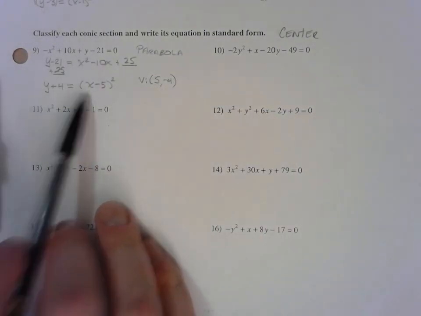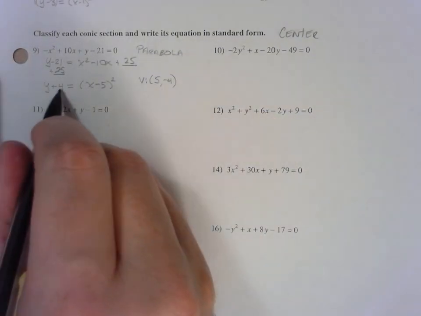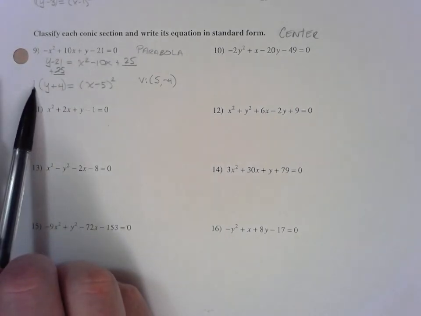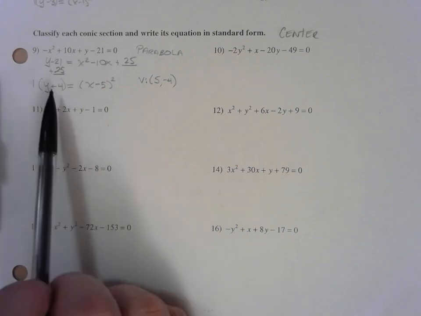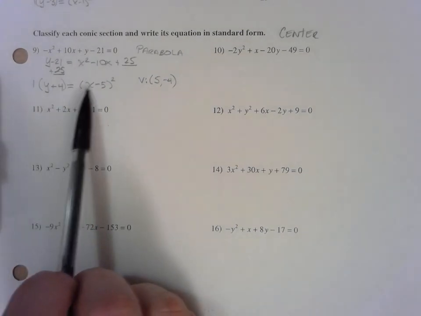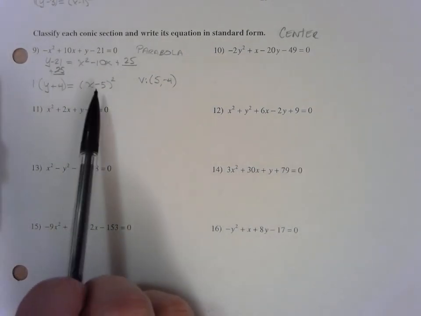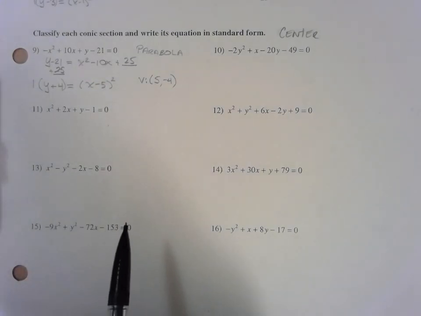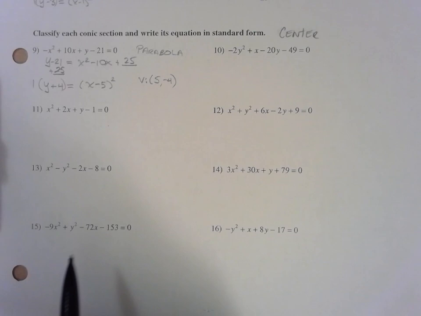This is our standard form. If you feel like factoring out your greatest common factor of 1, now you see that the 1 represents the value of 4p, and it's 4py equals an x quantity squared, and it has been translated. This is the translation part of today's lesson, is figuring out where these graphs have shifted.